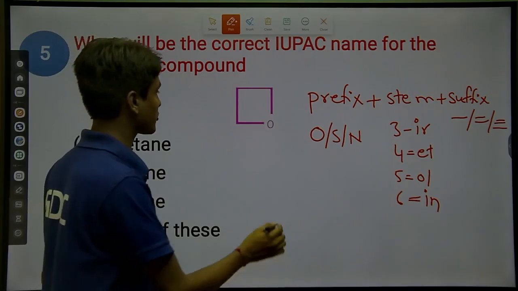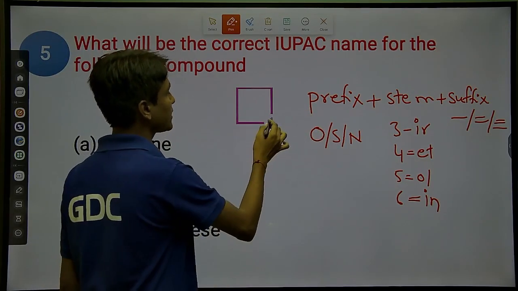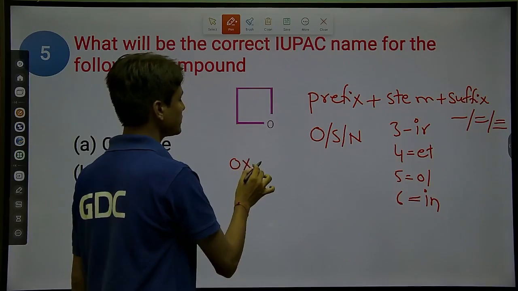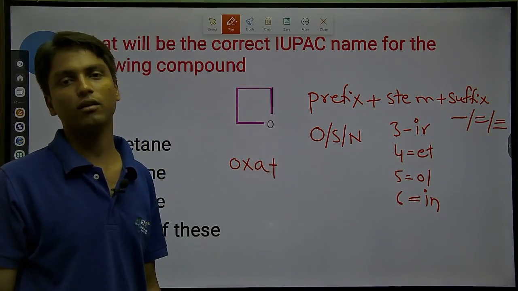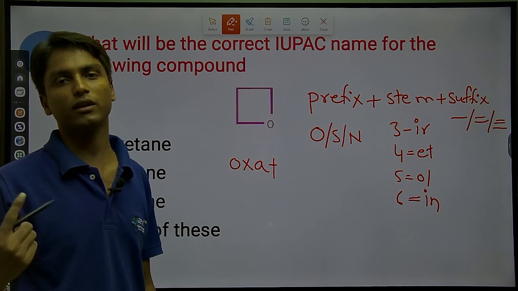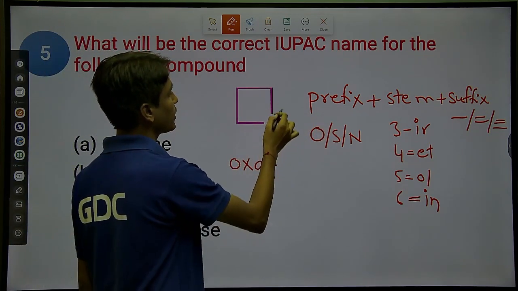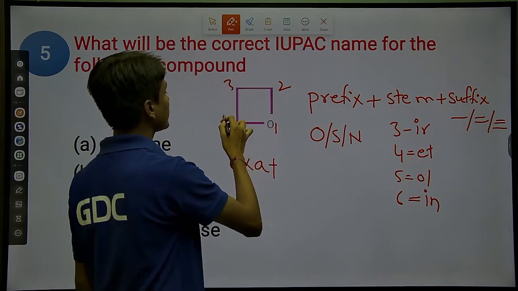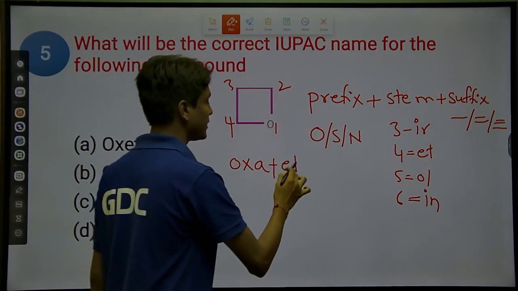Now we can just write one thing, prefix. Under the prefix, what is there here? Oxygen. So the name of the oxygen atom in heterocyclic chemistry is oxa. For the sulfur, thia. For the nitrogen, aza. So oxa, stem 1, 2, 3, 4. So it is 4-membered, hence we need to write ET.